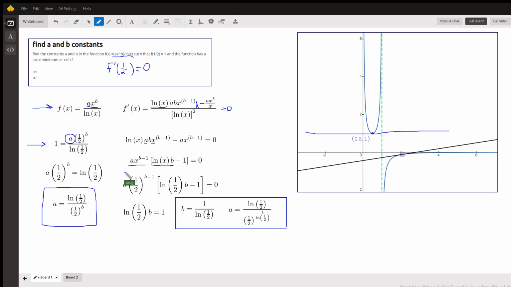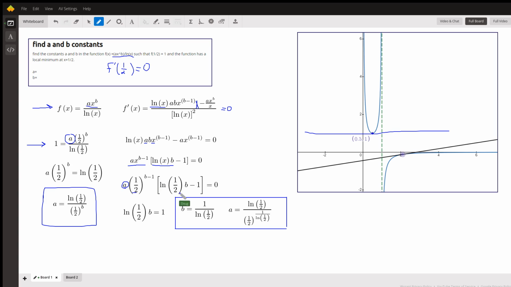Now we want this to equal 0 when x equals 1/2. I could have put the 1/2 in earlier, but a times 1/2 to the b minus 1 times the quantity ln of 1/2 times b minus 1 equals 0. When does that equal 0? When a equals 0, it would, but then the function would just be a constant f of x equals 0, so we're not going to do that. Is 1/2 raised to the b minus 1 power ever equal to 0? No. 1/2 to any power will never be 0.